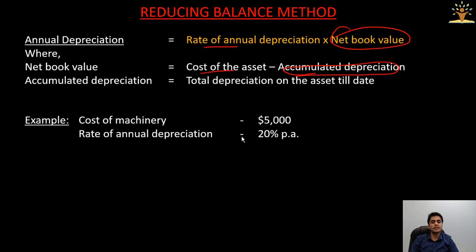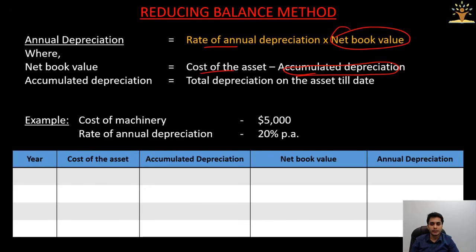So let's say we purchased the machinery for $5,000. Annual rate of depreciation given is 20%. Let's see how to calculate depreciation. We'll be calculating depreciation for the next 4 years.